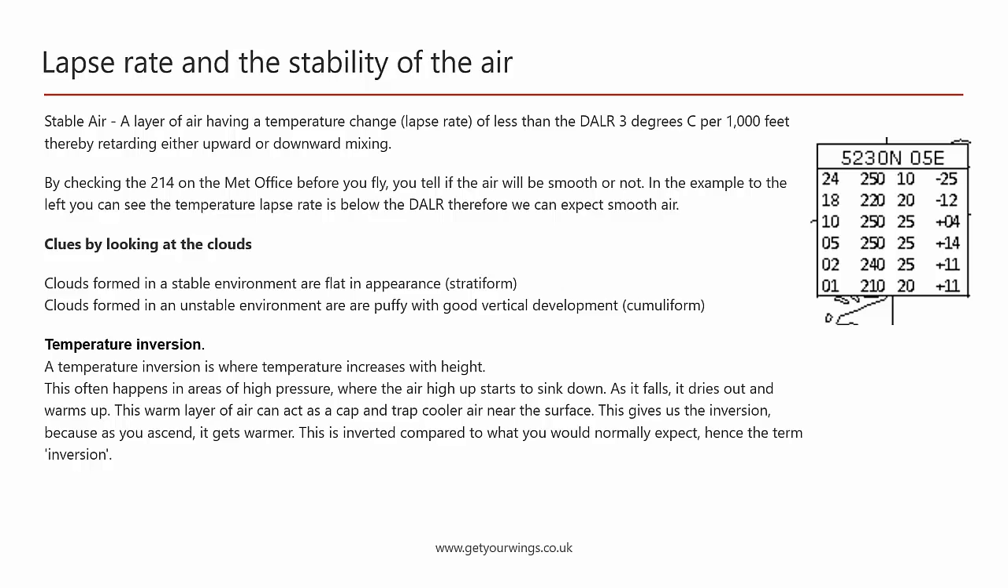Temperature doesn't always decrease with altitude, and this is known as a temperature inversion. A temperature inversion is simply where temperature increases with height. This often happens in areas of high pressure, where the air higher up starts to sink down. As it falls, it dries out and warms up. This warm layer of air can act as a cap, trapping cooler air beneath it.